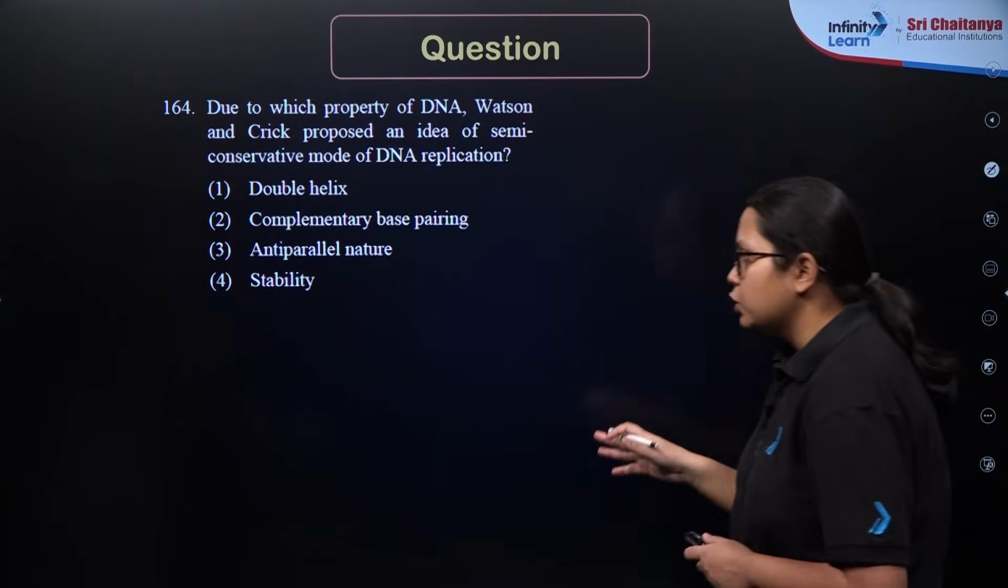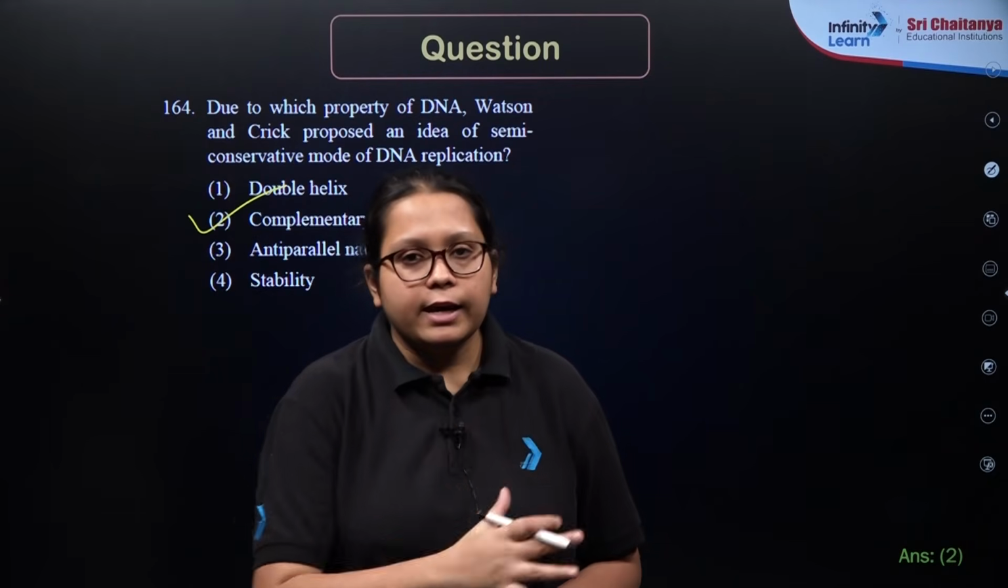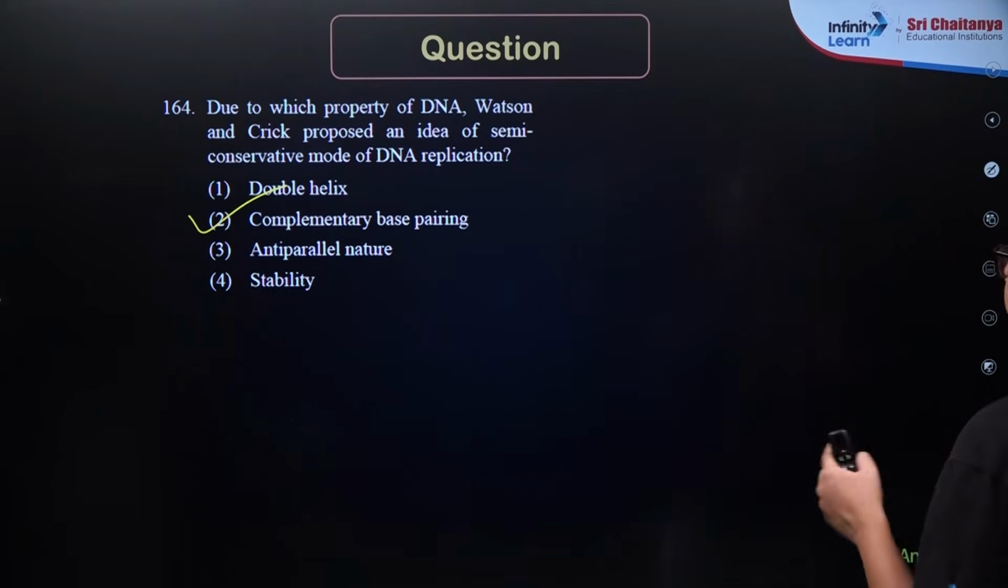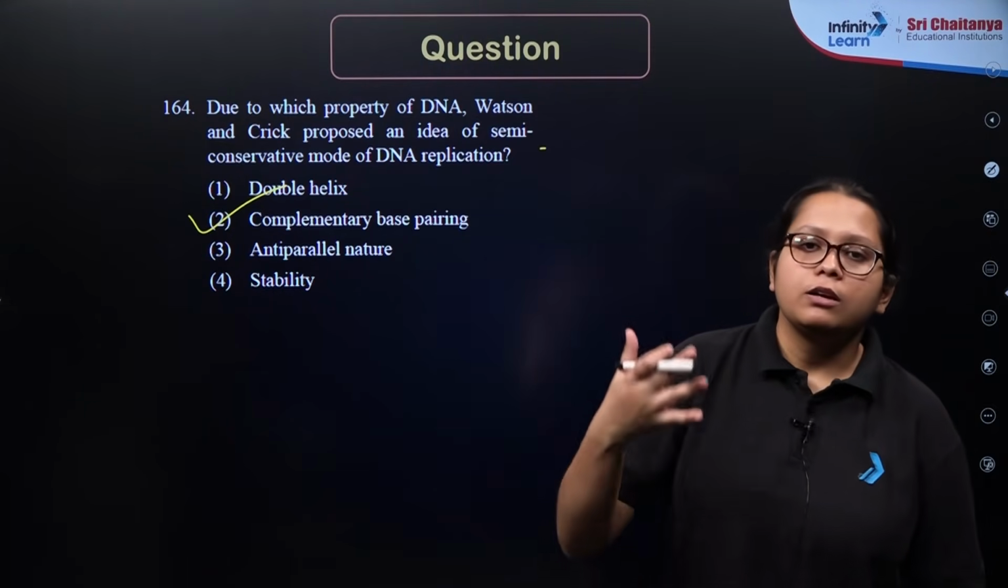Next, due to which property of DNA did Watson and Crick propose the idea of semi-conservative mode of DNA replication? It was due to the property of complementary base pairing, that A is binding with T, C is binding with G. This is the complementary base pairing. On the basis of that, they gave the idea that DNA replication is a semi-conservative mode.